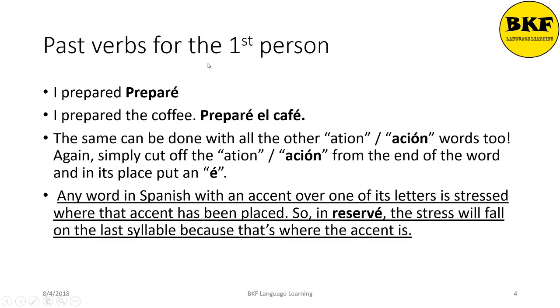Okay, now past verbs for the first person. So I prepared is preparé. So I prepared the coffee is preparé el café. The same thing can be done with all other ATION verbs too. Simply we are going to cut off the ATION at the end and attach E with an accent mark. Any word in Spanish with an accent over one of its letters is stressed where the accent has been placed. So in reservé, the stress is going to fall on the last syllable because E has an accent mark.